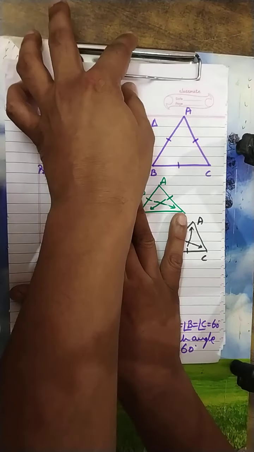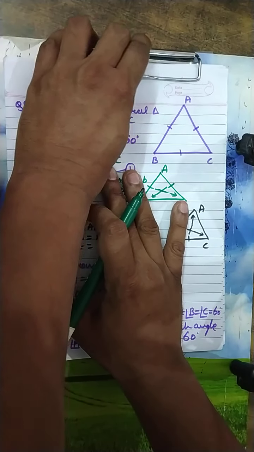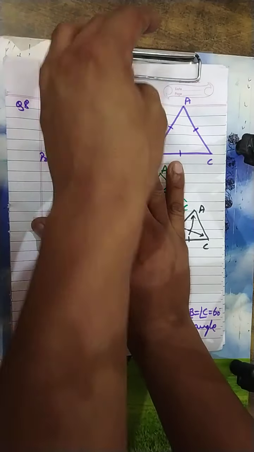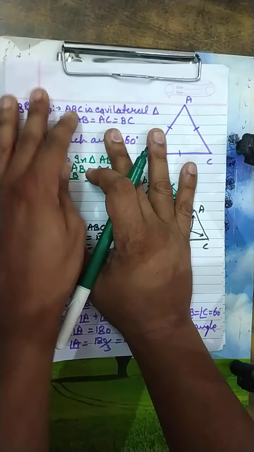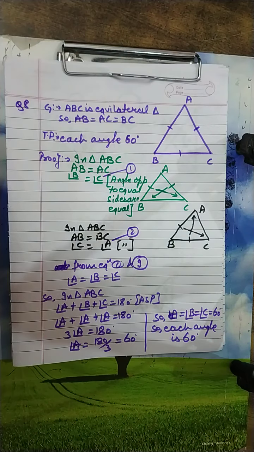Now question number 8. Question number 8. Show that the angles of an equilateral triangle are 60 degrees.